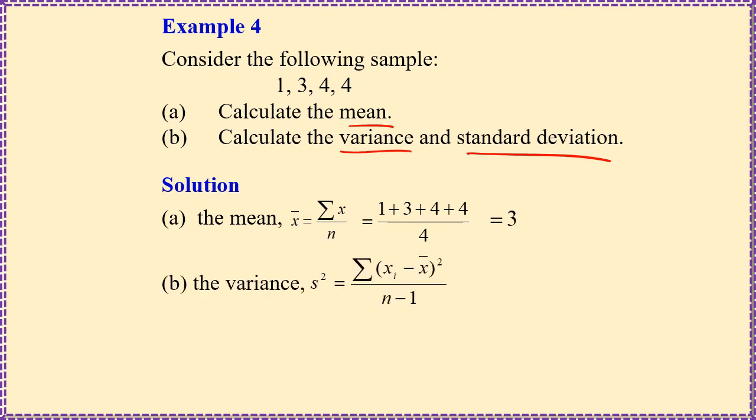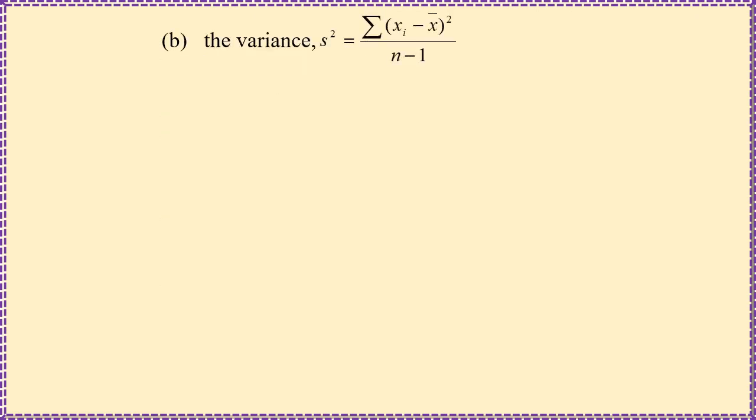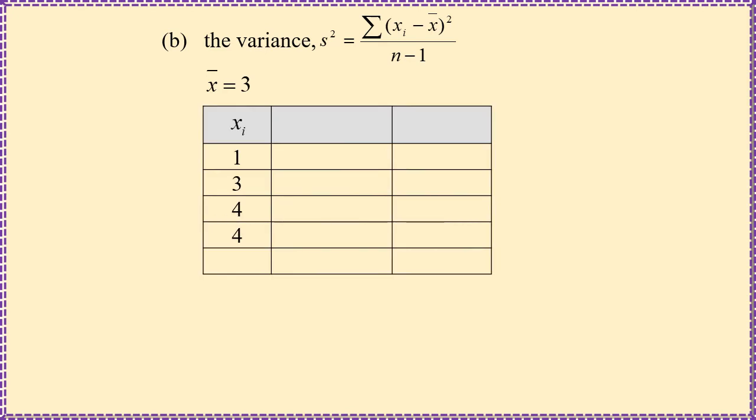We can use either formula. But because this is really small data, we can use the first formula, because we already know the mean. So we take the difference between x bar and each of the data. We have the data 1, 3, 4, 4, so the difference will be x i minus 3.